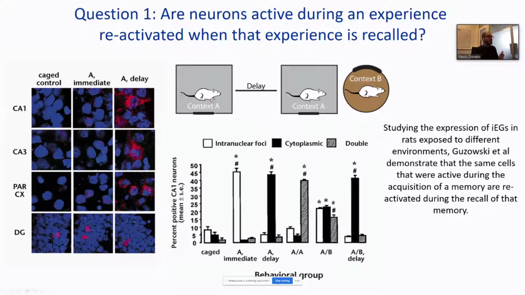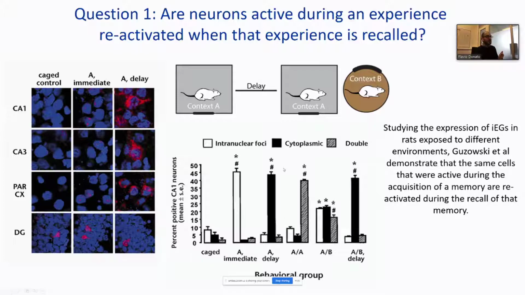So what you can do is put the animal in context A, wait a little bit, and see that you find a lot of mRNA in the nucleus of neurons in the CA1 area of the hippocampus.